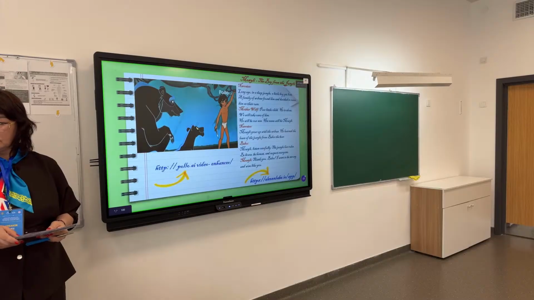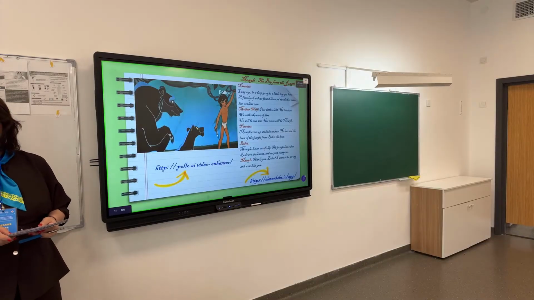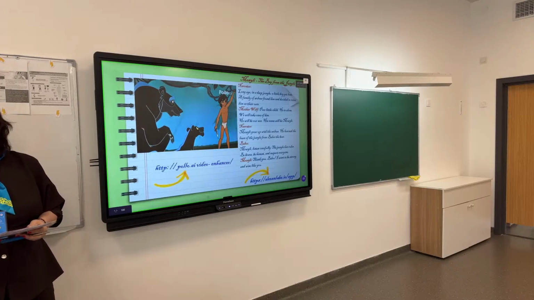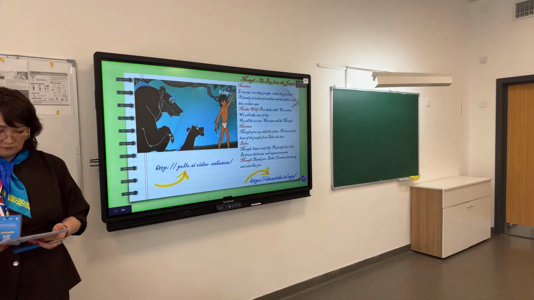Mowgli grew up with the wolves. He learned the laws of the jungle from Baloo the bear. Mowgli, listen carefully. The jungle has rules. Be brave, be honest, and respect everyone. Thank you, Baloo. I want to be strong and wise like you.